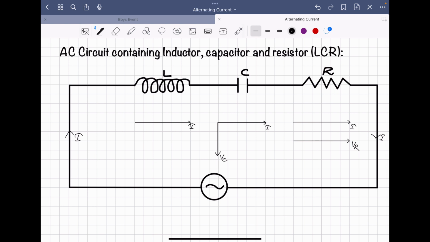For inductor, we know current lags behind EMF by phase pi by 2, or you can also write EMF leads current by phase pi by 2. That means here we have to draw the EMF, the potential drop VL, just above the current, which makes angle pi by 2 with the current. Yes or no? So how can you draw there? This is our VL. Yes or no?